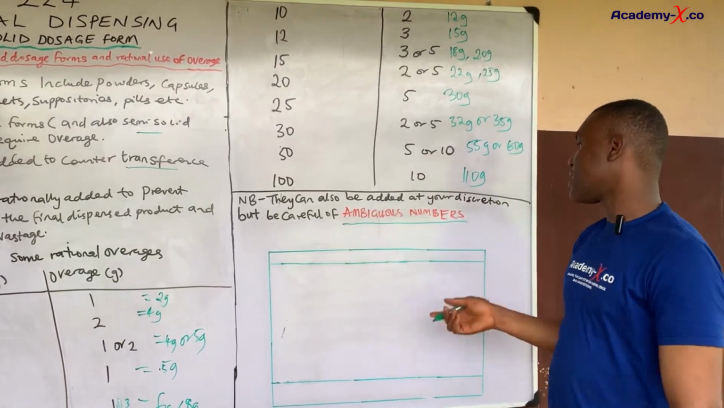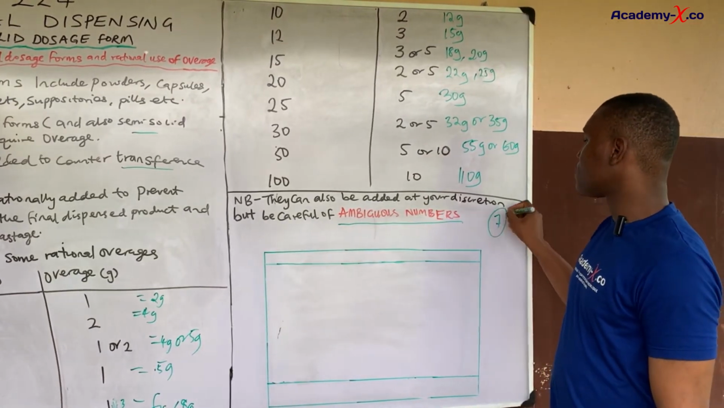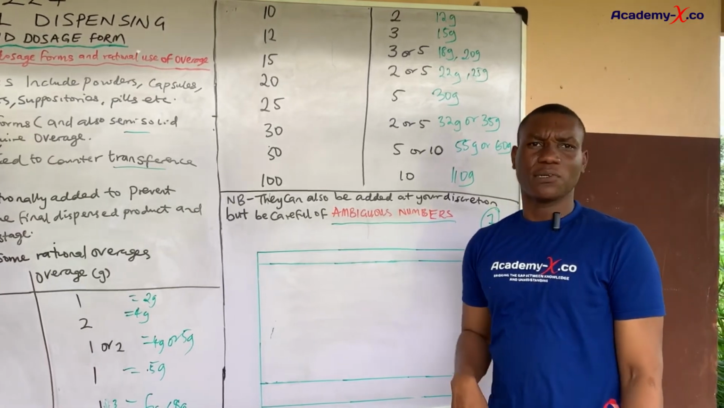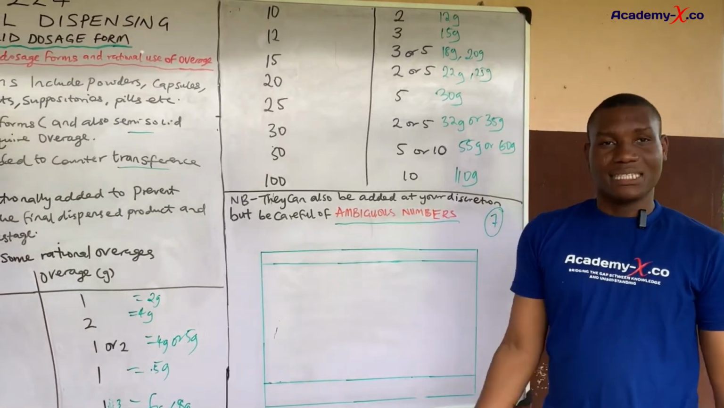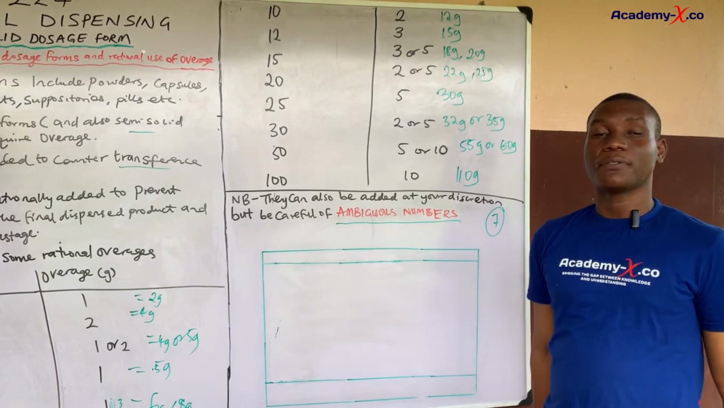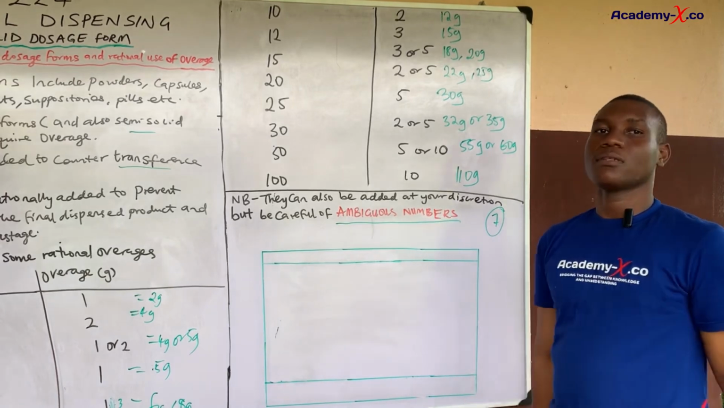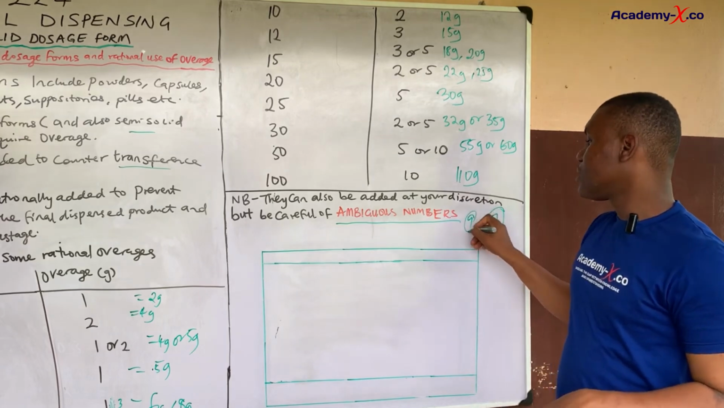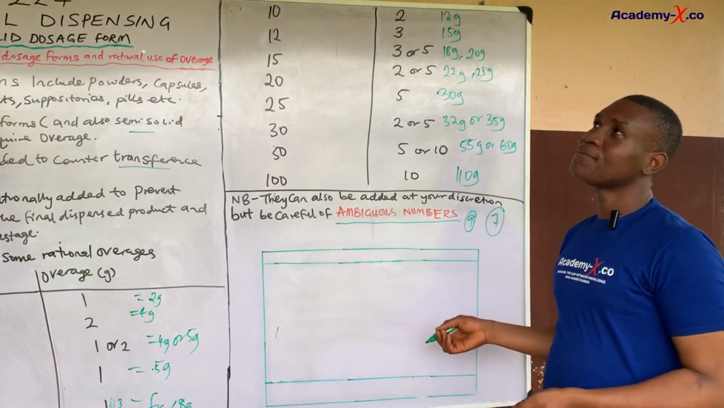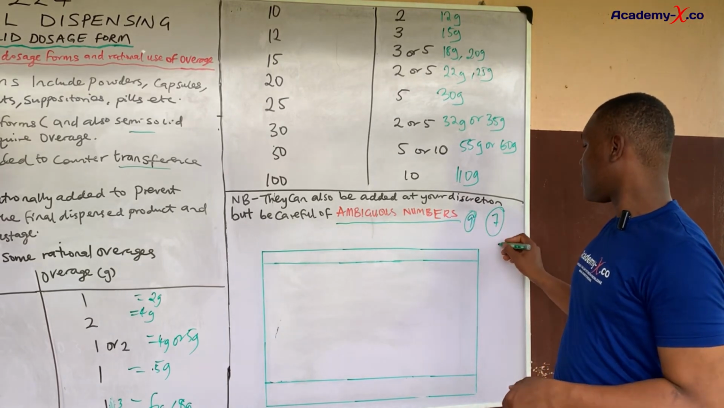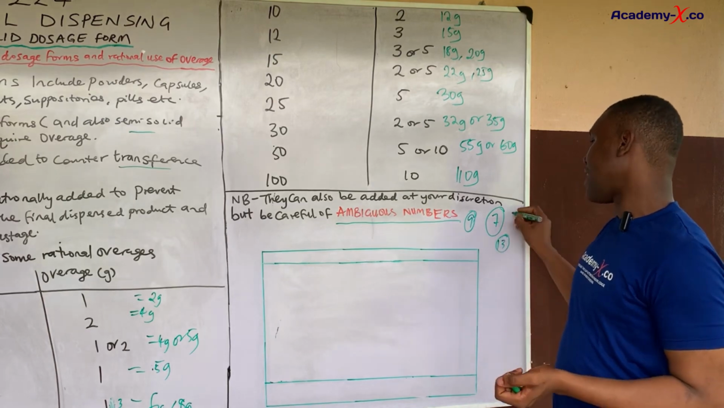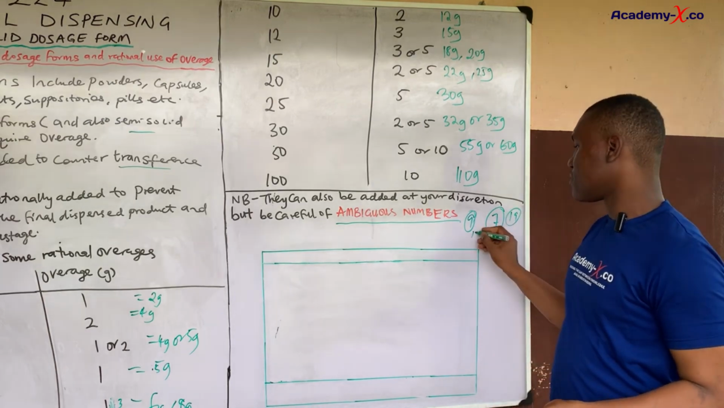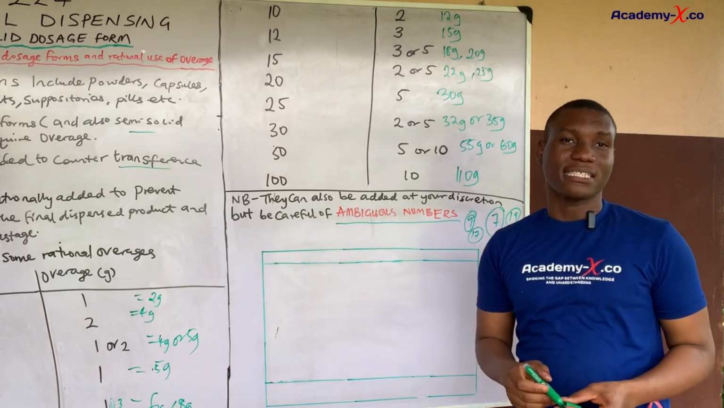Ambiguous numbers are something like 7. Your amount to prepare should never be 7, because it's going to give you recurrent decimals. Now, your amount to prepare should not be something like 9. Should not be something like 13. It should not be 19. It should not be 17. All these are ambiguous numbers in dispensing.